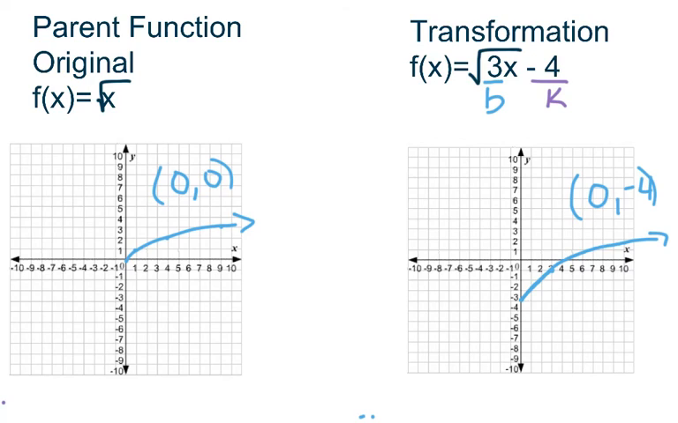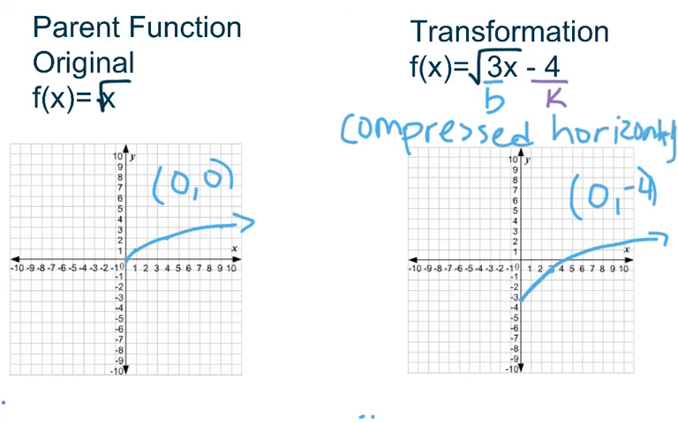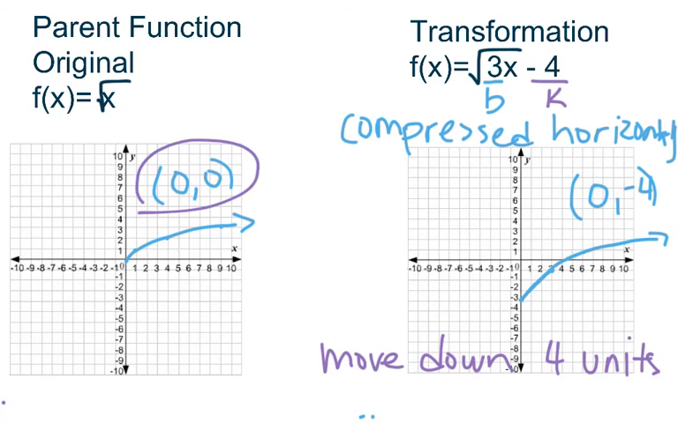So now we just look at our chart. It says, if B is greater than 1, then it is compressed horizontally. And that makes sense because if you look at it, it definitely seems like it's not the same size that it was. And then since the K is a -4, anytime it's negative, it's going to move down 4 units. And just think about, does that make sense with the vertex? It went from 0, 0 to 0, -4. Yes, it went down 4 units. This one only had 2 things happening in the transformation because we only had 2 numbers we were looking at.